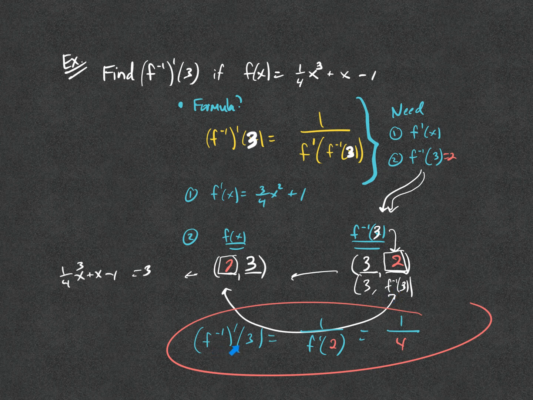So our answer is 1 over f prime of 2. And f prime of 2 is just 3/4 of 4, which is 3, plus 1, which is 4.